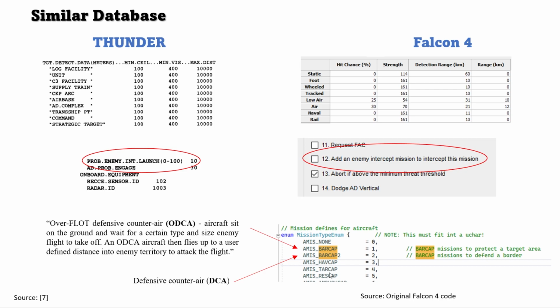So when I figured out that Thunder also had two kinds of DCA missions, a normal DCA, Falcon's BARCAP 2, and an ODCA, which was defined as an overflight defensive counter-air: aircraft sit on the ground and wait for a certain type and size of enemy flight to take off. And an ODCA aircraft then flies up to a user-defined distance into enemy territory to attack the flight. Very complicated, never heard about that. Nevertheless, when I read that the first time, I could only laugh. Kind of, oh, now I understand why Falcon is like that. Someone wanted to implement the same idea in Falcon, but never managed to do so. So the Army's BARCAP was never really implemented in Falcon, up to today.